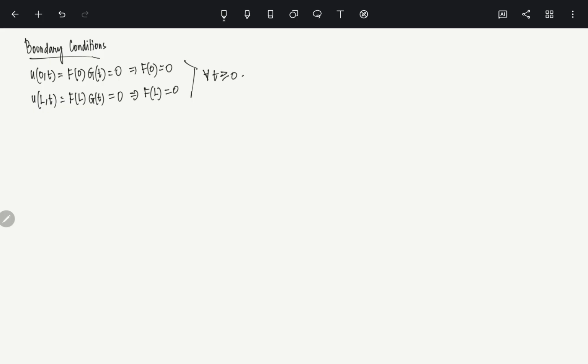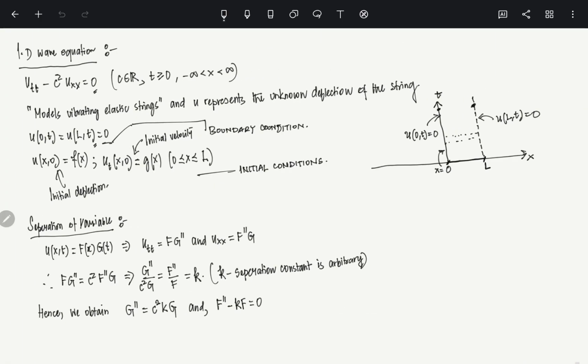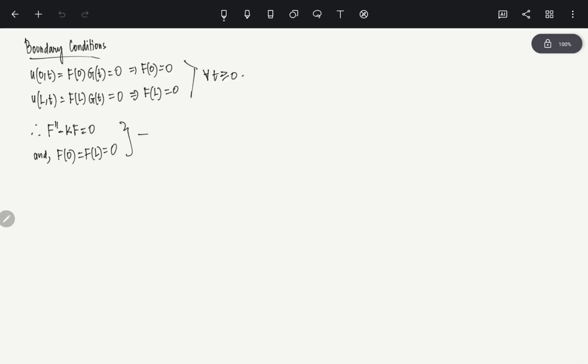Therefore we have that equation: f double prime minus k times f equals 0. That equation was given, and moreover f of 0 equals f of L equals 0. Those two conditions are given here. We can solve this equation, if you remember. This is like an eigenvalue problem. Let's call this one equation 1.